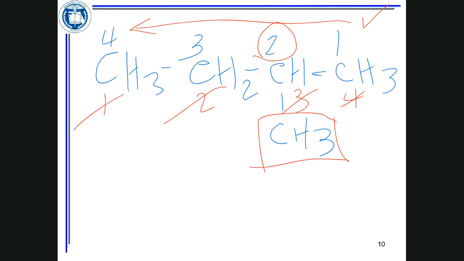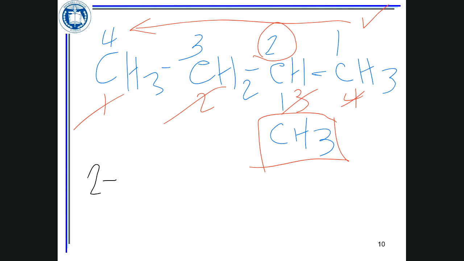Rule number 2, number from the side that will give you the lowest numerical value to your branch. So we have to number it from right to left. So we have carbon number 2 carrying the methyl group. Then give the location of your branch. What carbon carries the branch? The carbon that carries the branch in this case is carbon number 2. So we'll say 2. Use a dash line to separate number from letter.